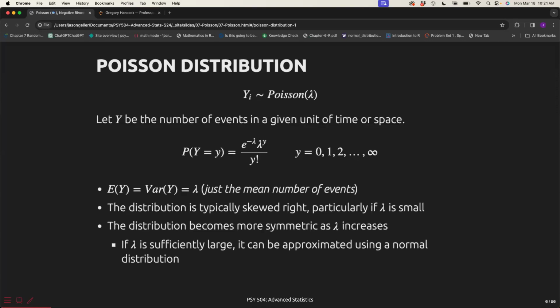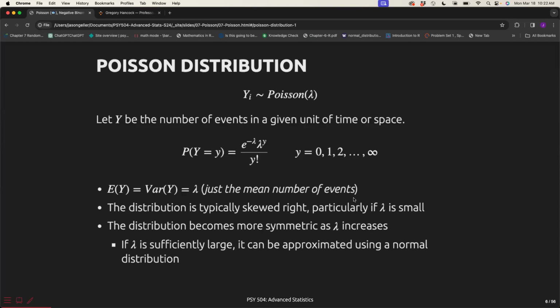There's one parameter here. Within the Poisson distribution, we can figure out the probability of a certain number of events or counts using this equation, which is pretty simple. It's the exponent of negative lambda times lambda to the y power, where y is the number of events or outcomes or counts, divided by y factorial. And y is from 0 to infinity.